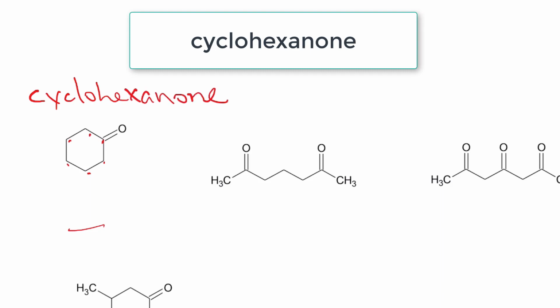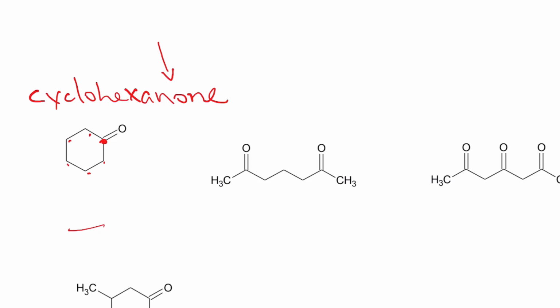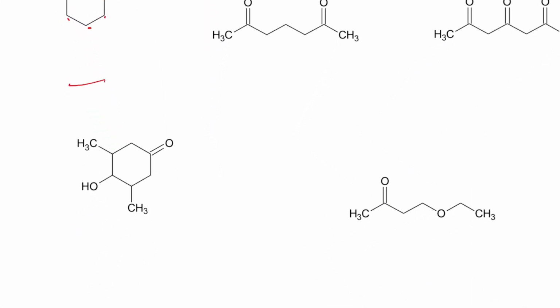Don't need to indicate the number that this is on because it's the only substituent, so it's just cyclohexanone. It's always going to be on the 1 carbon. However, when we start to add substituents on, as in the following example.